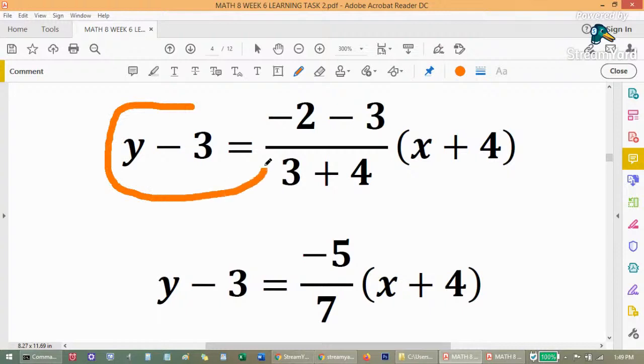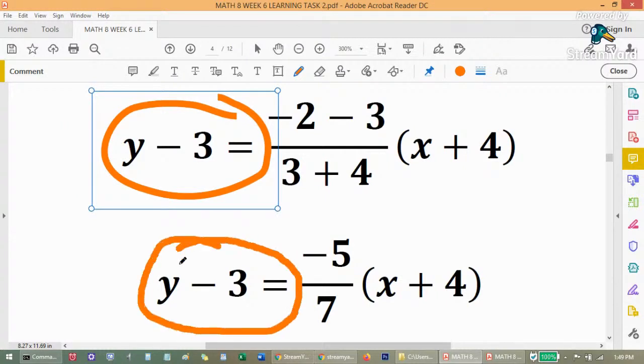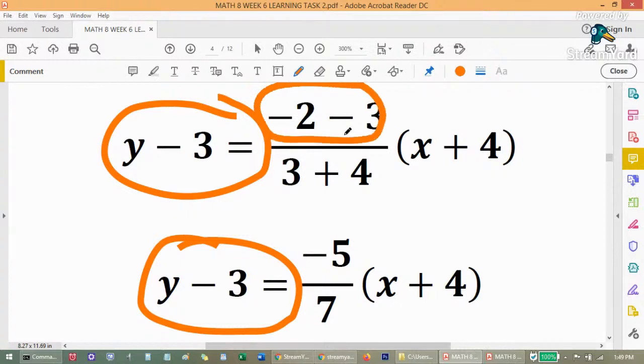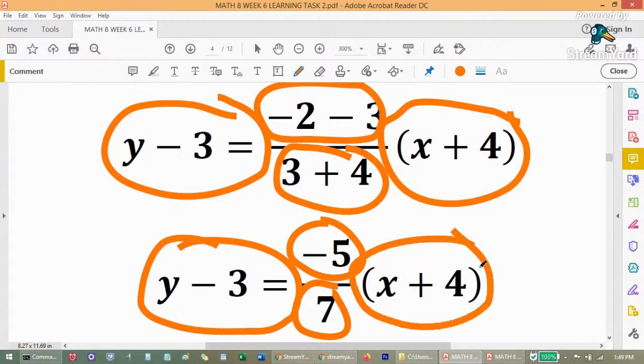Then, ganun pa rin ito. Y minus 3 is equal to... ito naging negative 5. Ito naging 7. Then ito is x plus 4 pa rin. Okay?